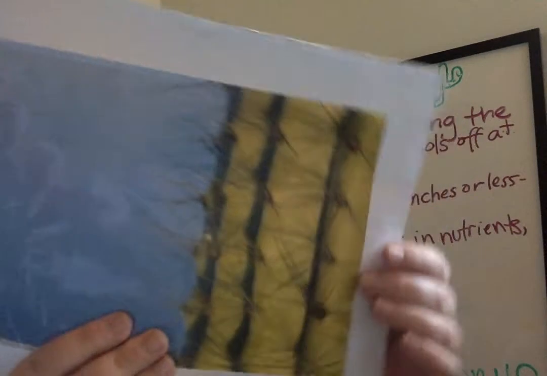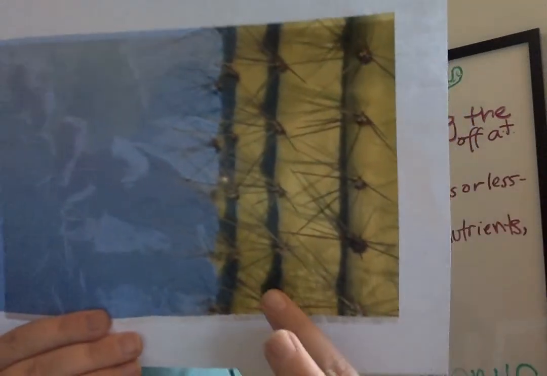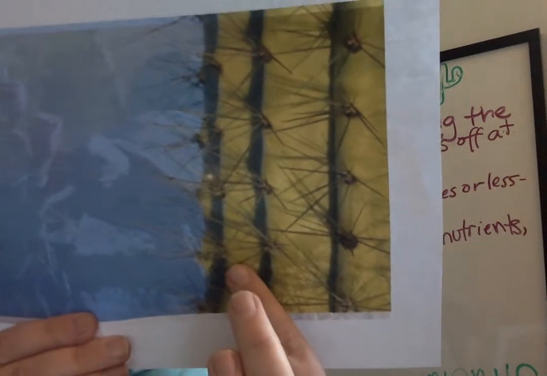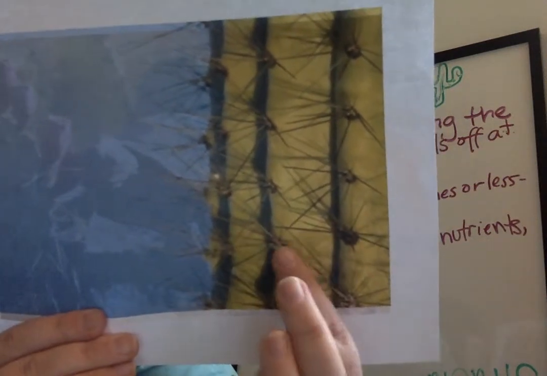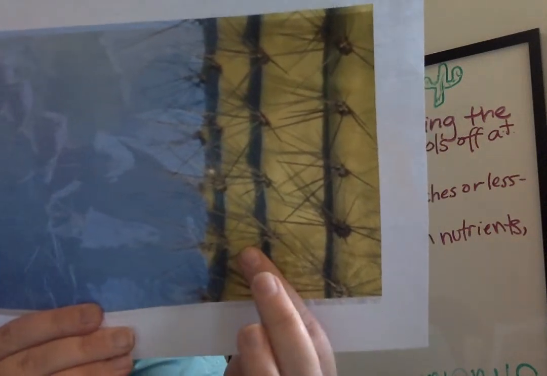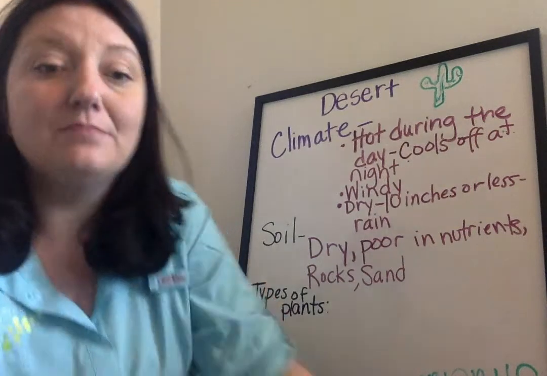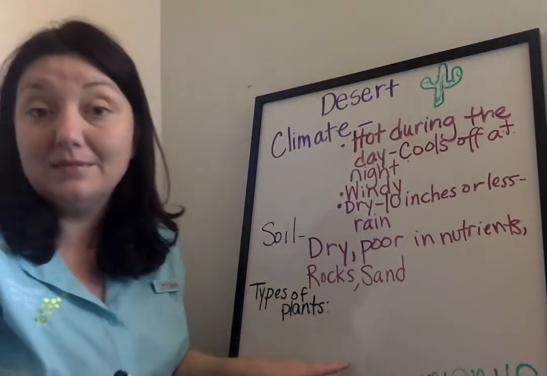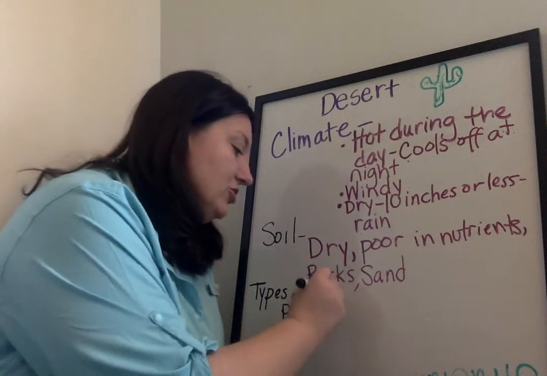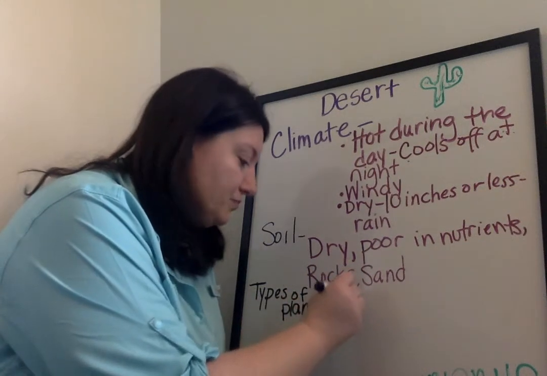This is another picture of a cactus. It's just the side of the cactus, but it's called an organ pipe cactus. And I really like this picture because you can see the spines or the needles on the cactus, and you can also see how this cactus goes in and out and in and out and in and out. So let me add some different types of plants to my list here on my board. The first plant I showed you was brittle bush.